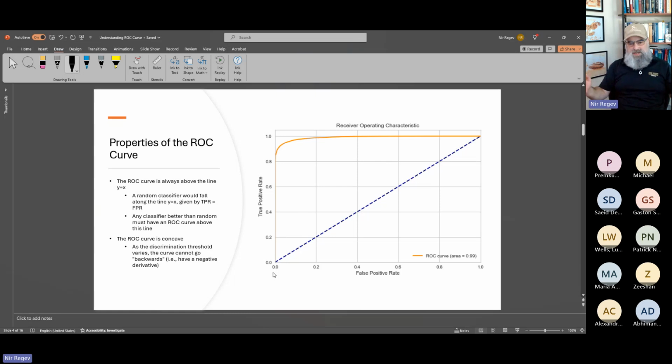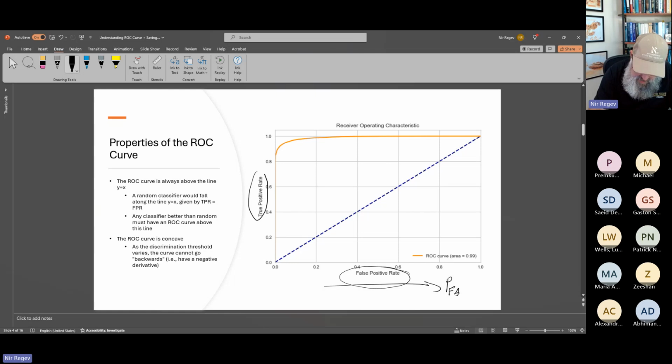Okay, let's discuss some properties of the ROC curve. First, the ROC curve is a two-dimensional curve. Okay, it has two axes. The horizontal axis is the false positive rate, or what we call in radar P false alarm, PFA. The vertical axis is the true positive rate, or what we call in radar PD, which is probability of detection. And the ROC curve is this line here.